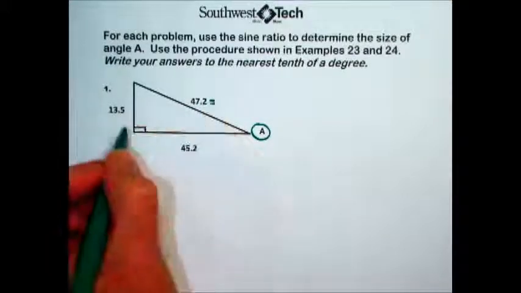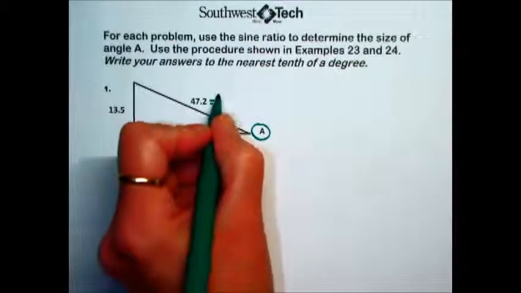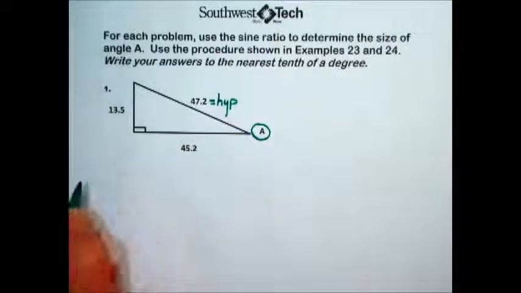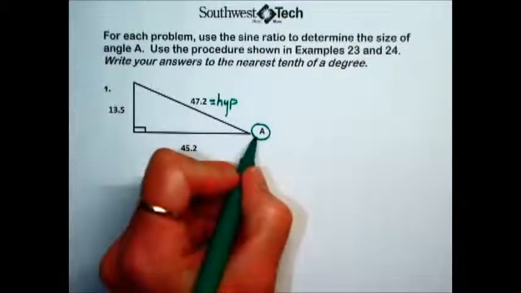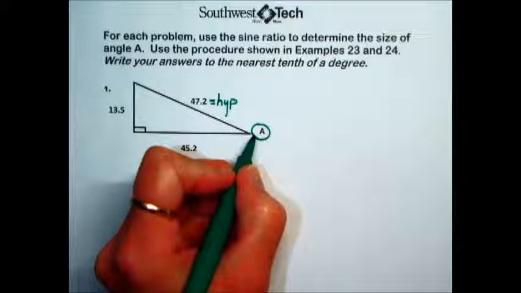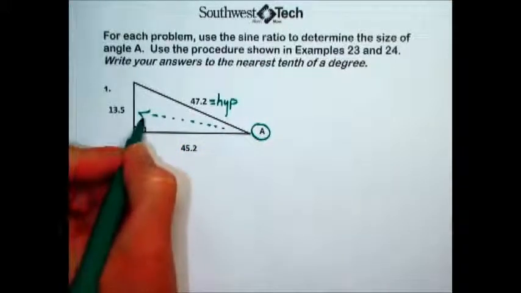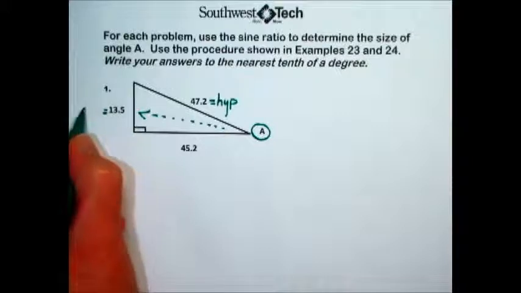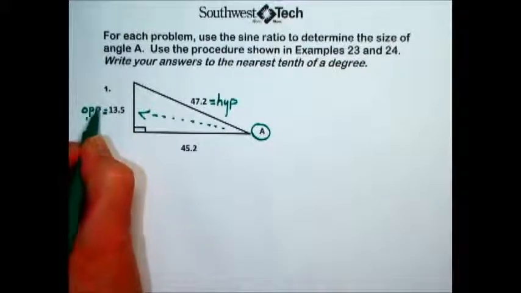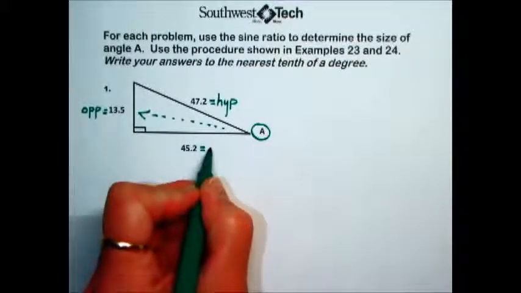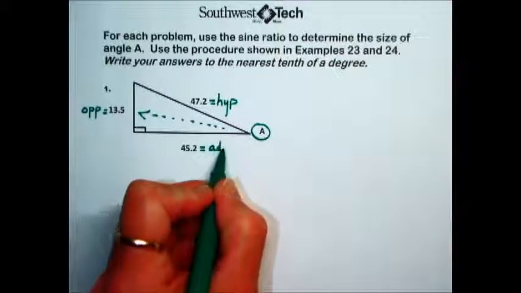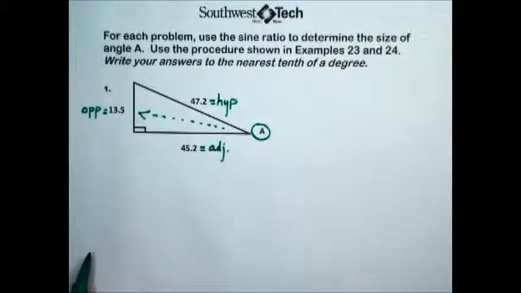Always starting with the hypotenuse, which is the longest side opposite the right angle in the triangle. With A, our reference angle, our anchor, the next one we will identify is the opposite side. And last, the third side of the triangle is the adjacent side.